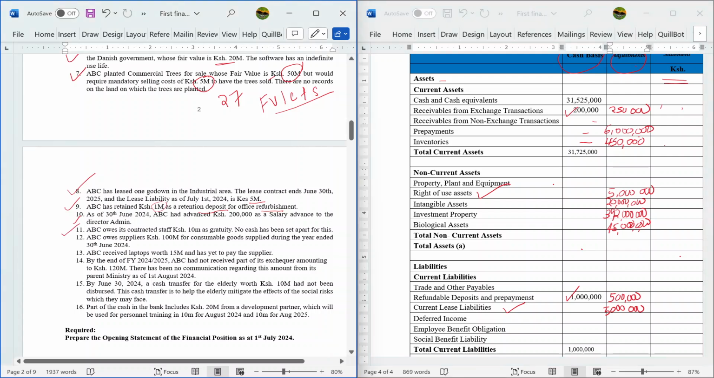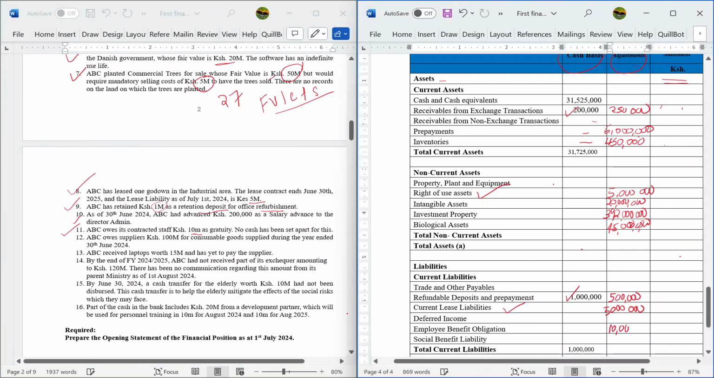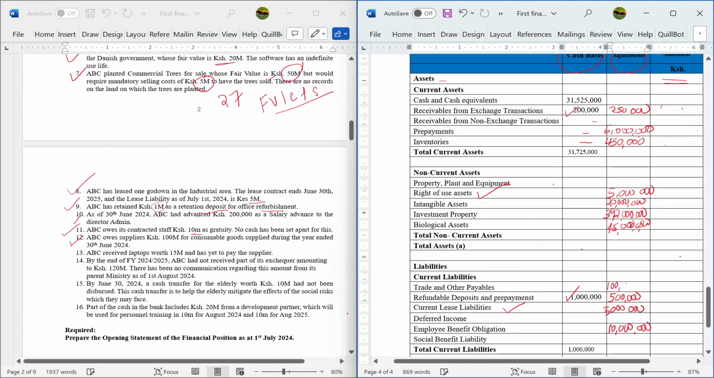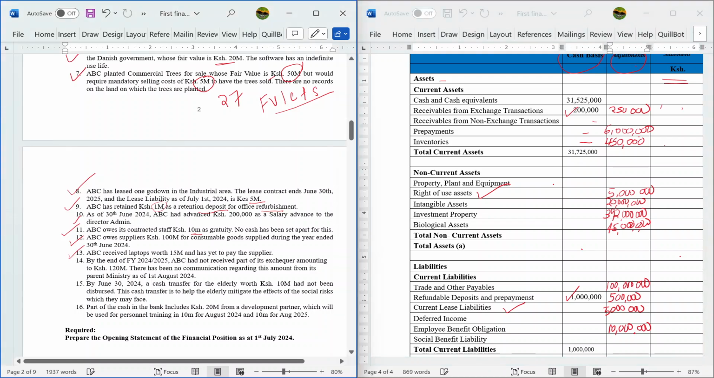11, ABC owes its contracted staff Kenyan shillings 10 million as gratuity. No cash has been set aside. So this one, we will recognize the employee benefit, the whole 10 million. That is number 11. Number 12, ABC owes suppliers Kenyan shillings 100 million for consumable goods supplied during the year ended 30th June 2024. So we will record these as bills or payables, 100 million.